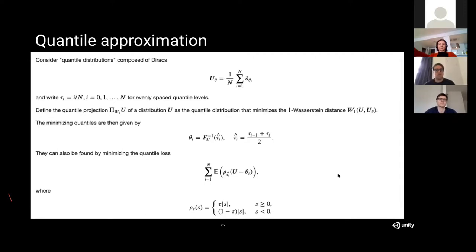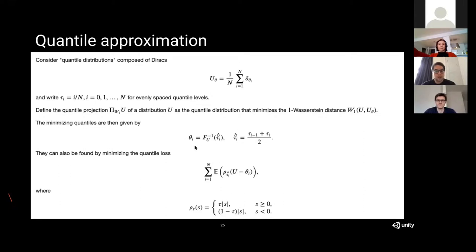How we can parameterize this is given by the quantile approximation. Let's look at distributions that are composed of identical Dirac masses at distinct points. And we can define for any distribution a quantile projection to this set of distributions. How this projection is defined is that it minimizes the 1-Wasserstein distance. So P is one here. And a handy fact is that given the inverse cumulative distribution function, these quantile locations are given by the midpoints of these evenly spaced quantile levels. A picture here would be very helpful, but trust me, this is quite nice.